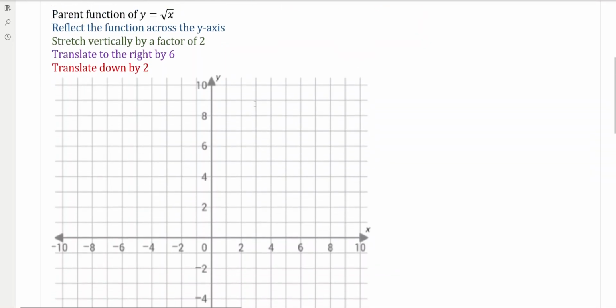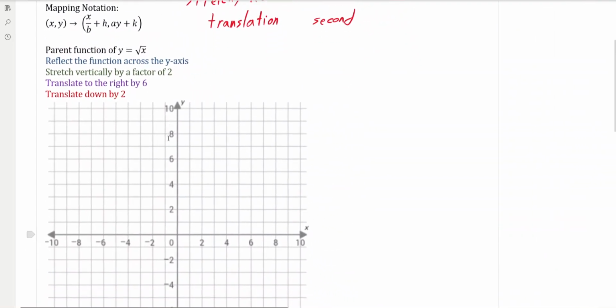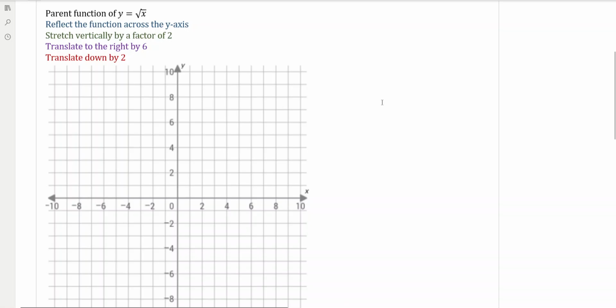So for this first one, we have the parent function of square root x, and it lists a bunch of different transformations. I have them written in different colors so that we can do them one at a time and show what is happening step by step. That's really what you have to remember. This might take a little while to get used to. Once you get used to it, you might be able to do multiple steps all at once, but for now, just start one at a time.